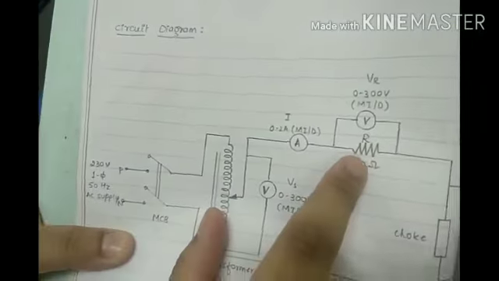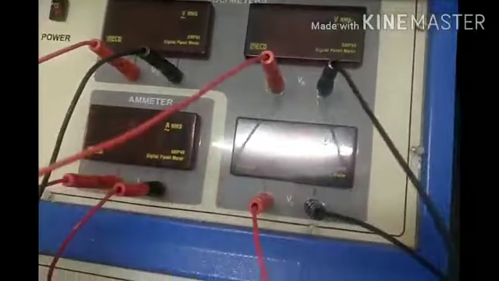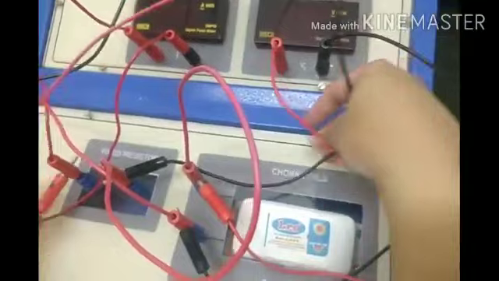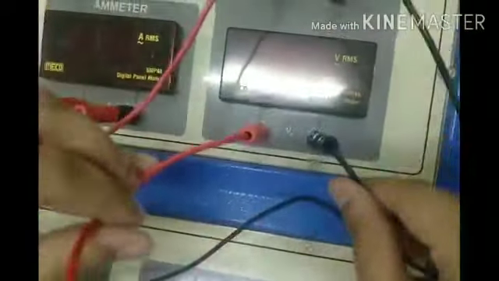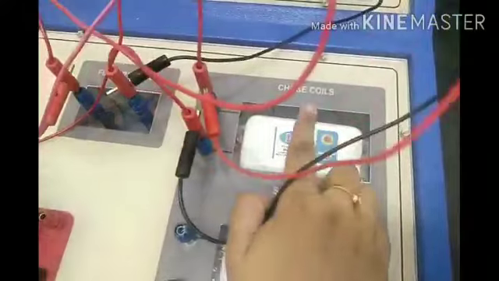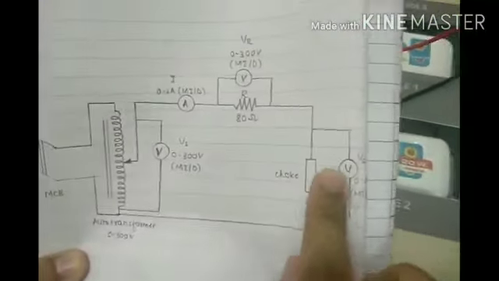Next voltmeter here, which is Vr. This will be Vr written over here. This goes towards across the resistor, fixed resistor. And the next Vc, this one Vc is going across the choke coil, the sample 1 of the choke coil, which is this one, Vc.